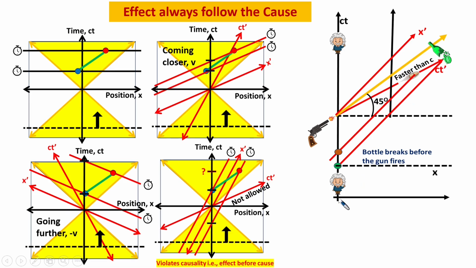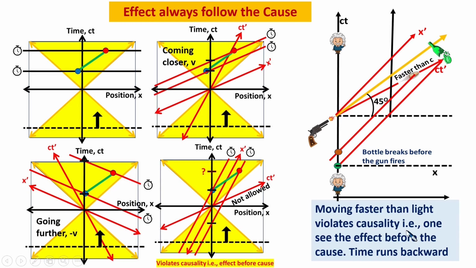So as I move here, first this light ray will come here, you will see the bottle breaking, then I will see the bullet flying, and then when I move I will see it is firing. So it violates causality. The bottle breaks before the gun is fired. So you cannot have this time axis, this is not an allowed region. So you cannot have velocity faster than the velocity of light. Moving faster than light violates causality, that is, one sees the effect before the cause.